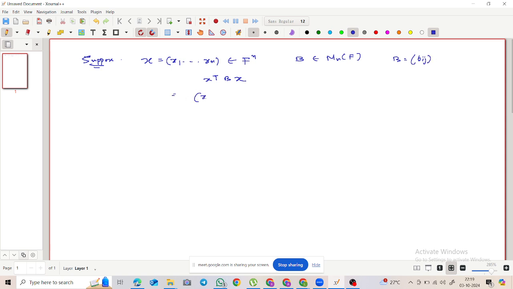This is, actually, x is regarded as a column matrix. Okay, so we write x like this.